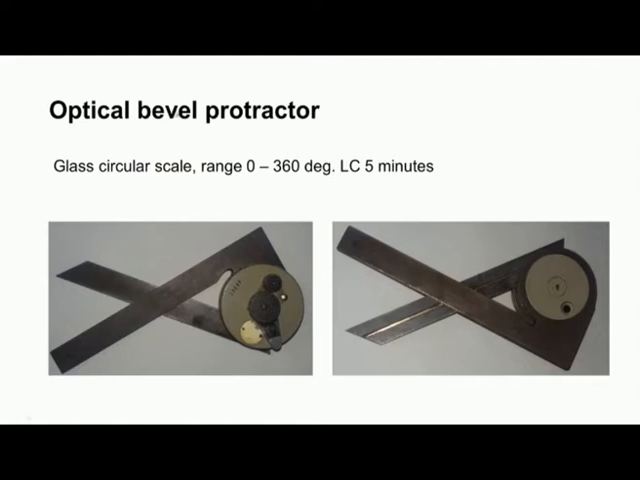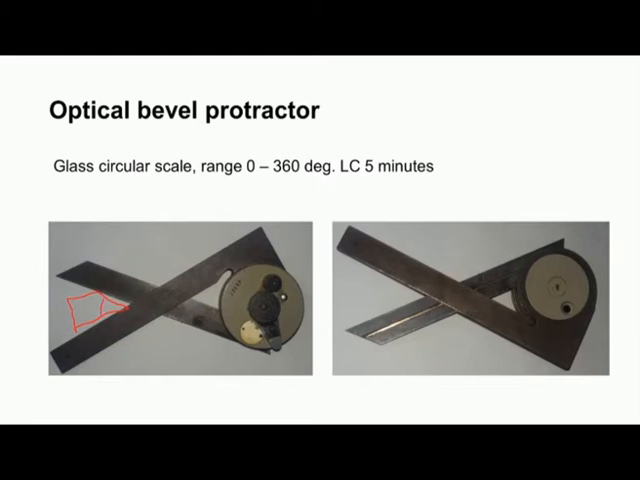So, another variation of the bevel protractor instrument is the optical bevel protractor. Here we can see there is a body which houses a circular glass scale which reads from 0 to 360 degrees. Again, least count in this particular case is 5 minutes. You can see the peeping hole here. So, we have to keep the workpiece between these two blades. Say this is the workpiece, and we want to measure this angle between these two surfaces.